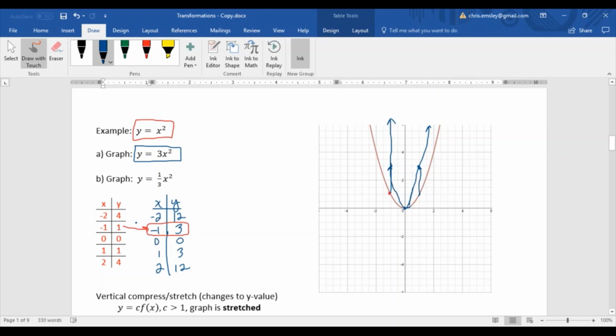Okay? So this one, when we multiply, we call that a vertical stretch. That's if we multiply by a number bigger than 1. Now we're going to look at what happens if we multiply by a fraction, or a number between 0 and 1. And again, we'll have those same x values.